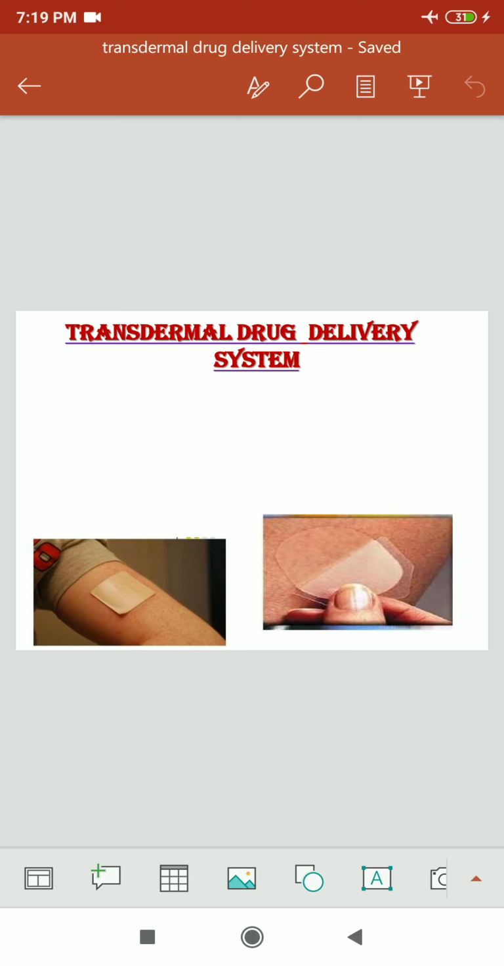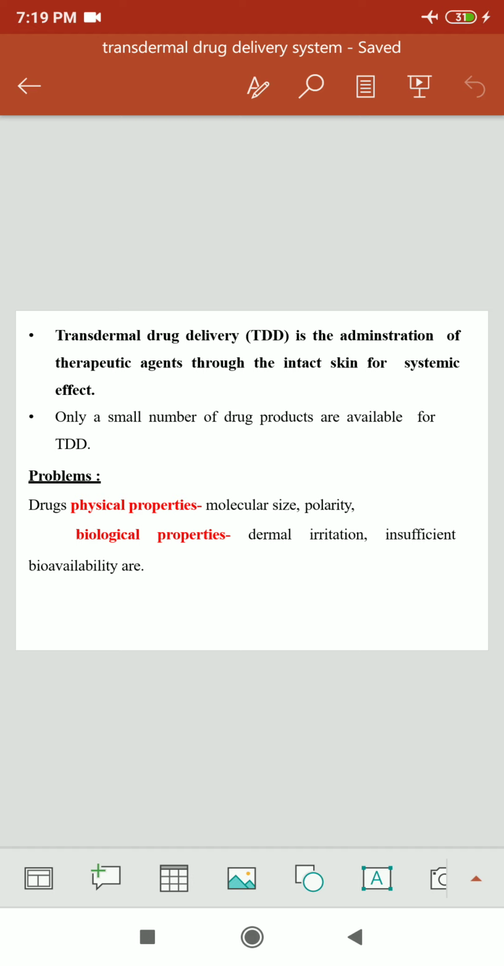Transdermal drug delivery system. This is used to administer the drug through the skin into the polymeric system. Now, only some limited drugs are given by this method or system. The problem with the drugs is their physical property, like molecular size. If the drug has a higher molecular size, it cannot pass through the skin.